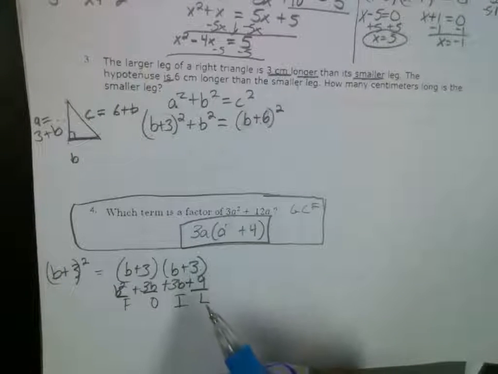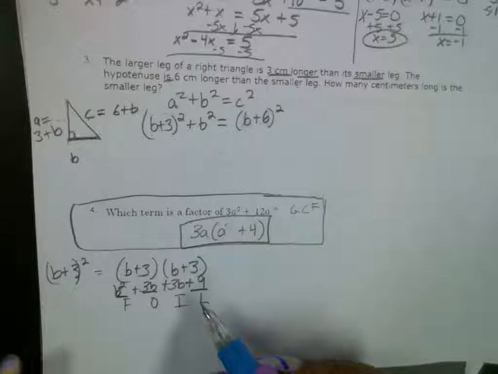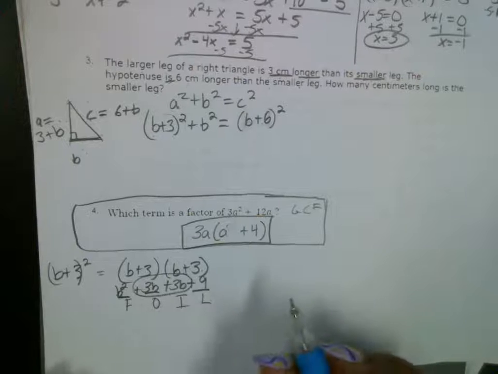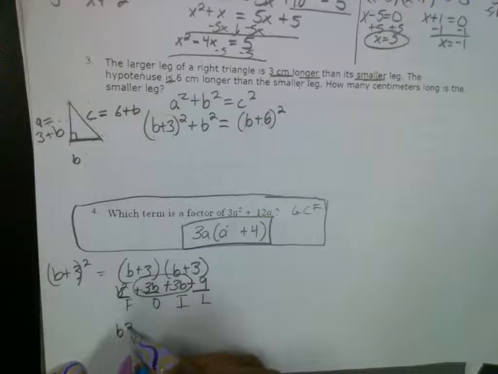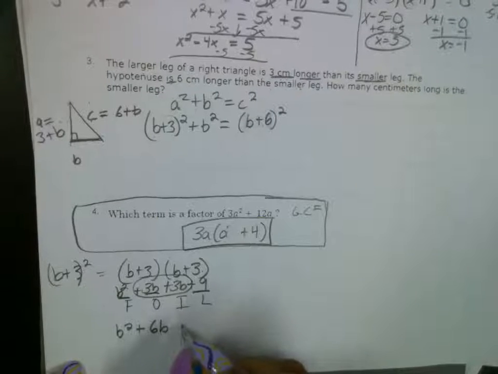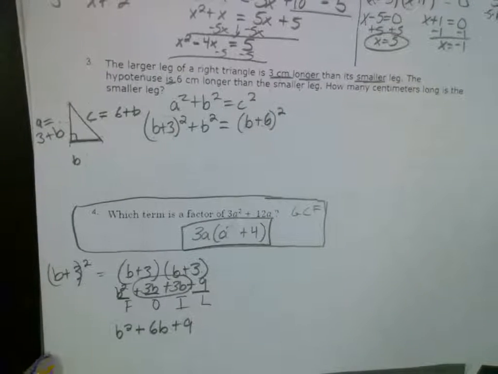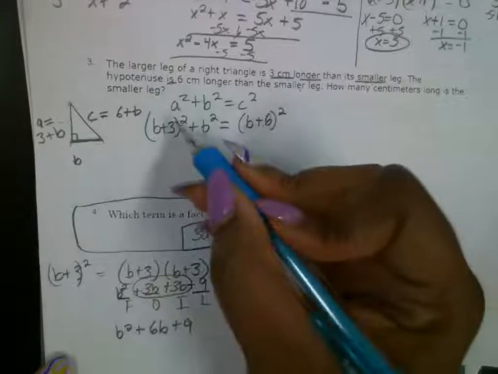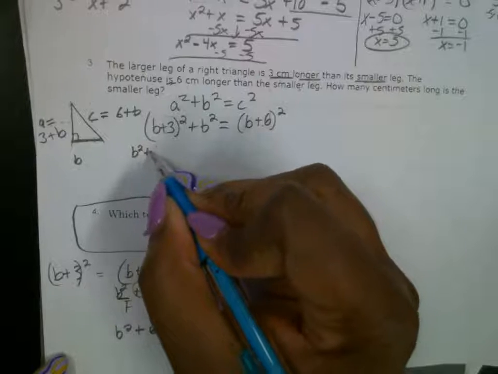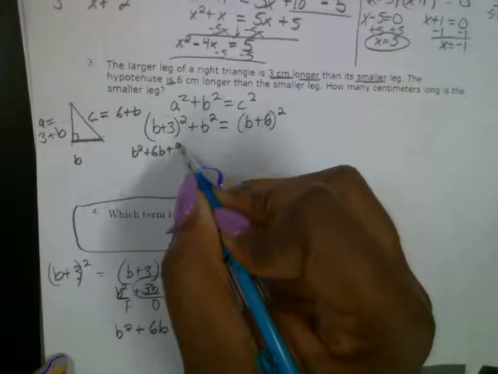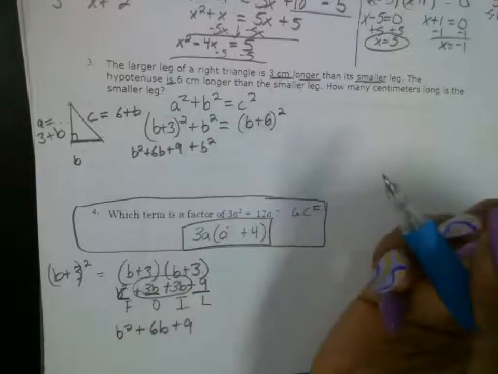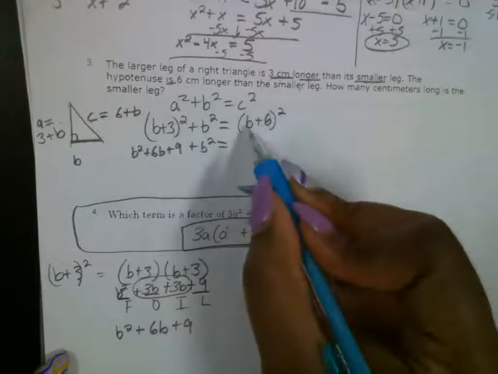So now let's combine the terms that are alike. What terms are alike? 3B and 3B. 3B plus 3B gives you 6B. So we got B squared plus 6B plus 9. Any questions? So that's what I'm going to write for this: B squared plus 6B plus 9. Bring down the B squared, correct? Now I need to do this side.